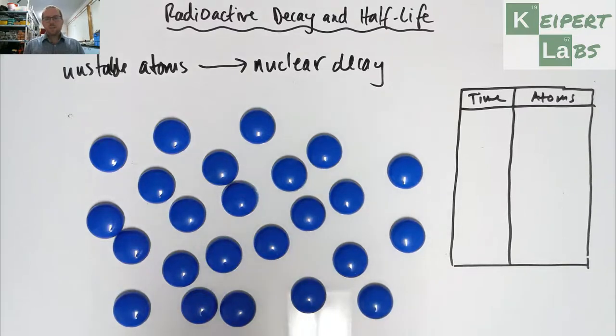We've seen it with elements like uranium. We're seeing it with a whole range of different things more in the upper end of the spectrum of the periodic table.